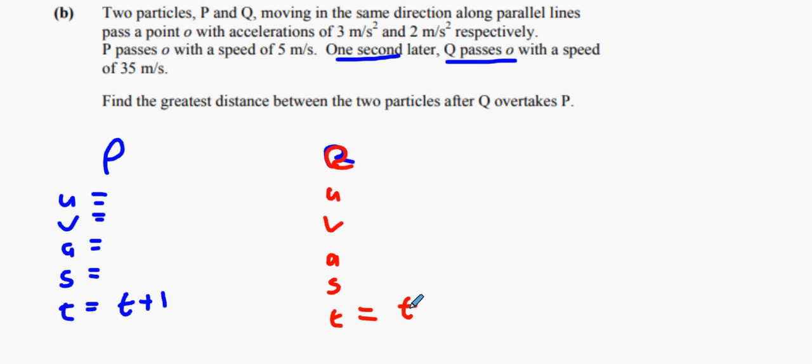What other method could you use? You could use that as T, and that one as T minus 1. Your choice. Okay? The other thing that didn't make any sense either is, which one's moving faster? P passes with 5 and an acceleration of 3. Q passes with 35 and acceleration of 2.